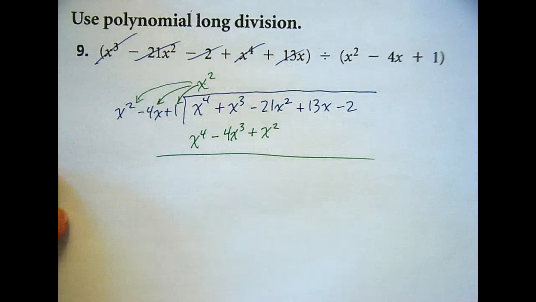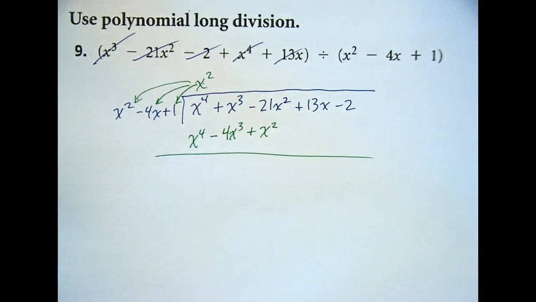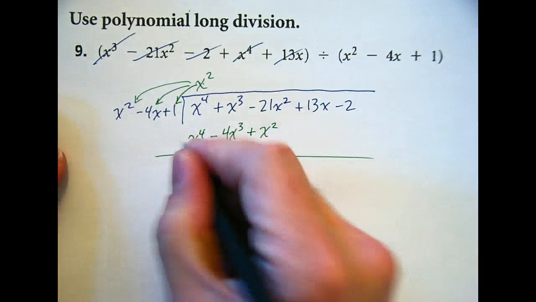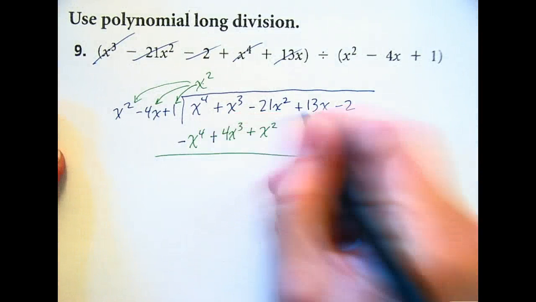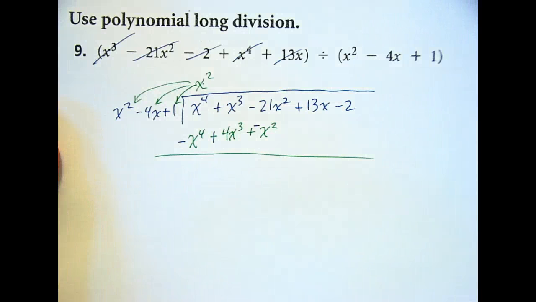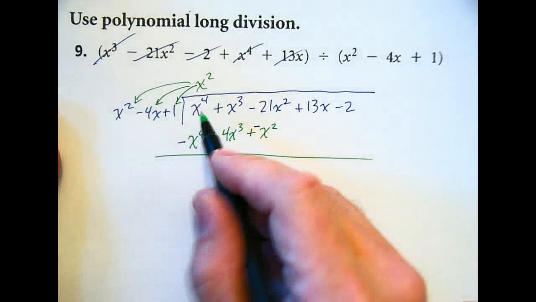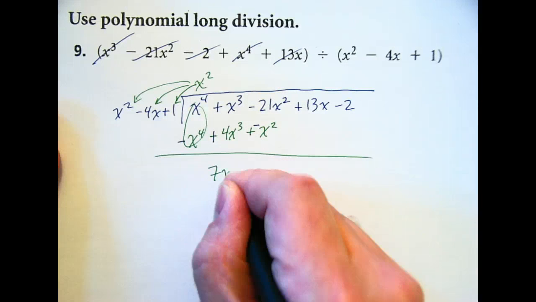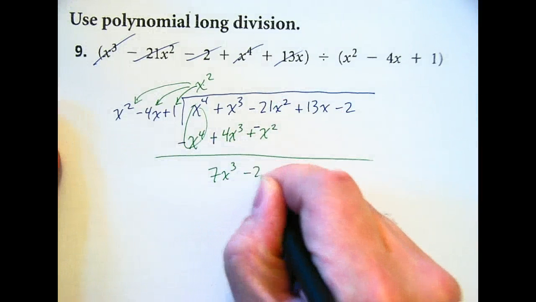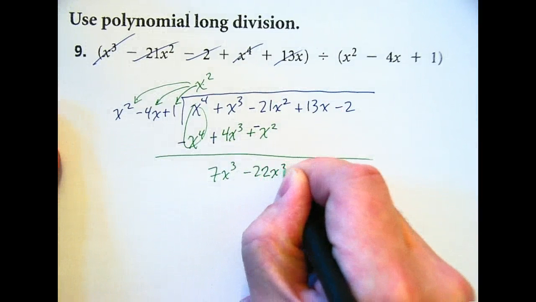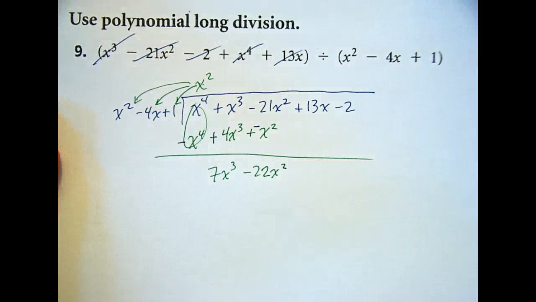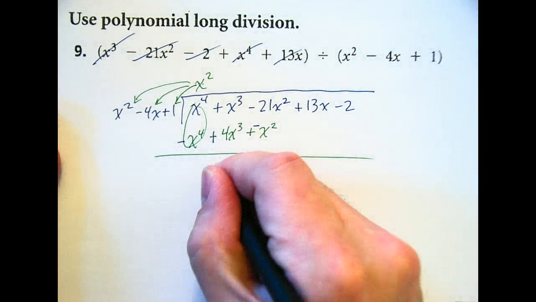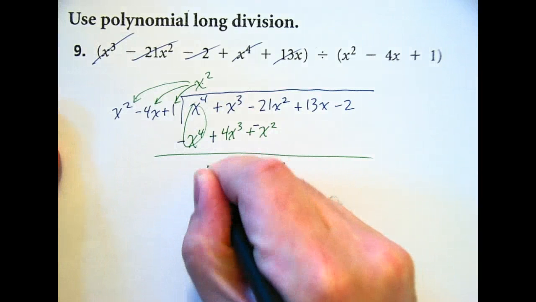Now we subtract. When we subtract, you have to flip all the signs. Negative, positive, negative. That gives us 0. Gives us 5x cubed. Gives us negative 22x.